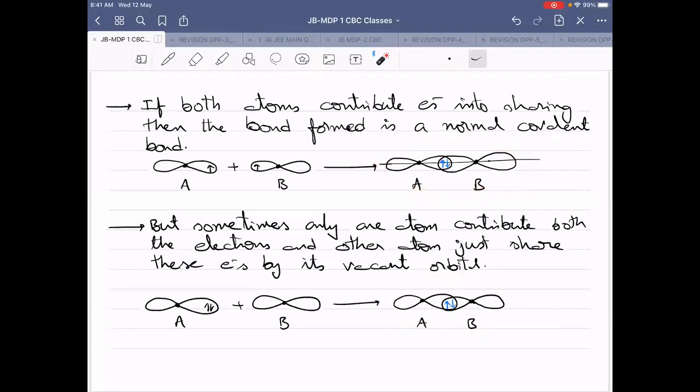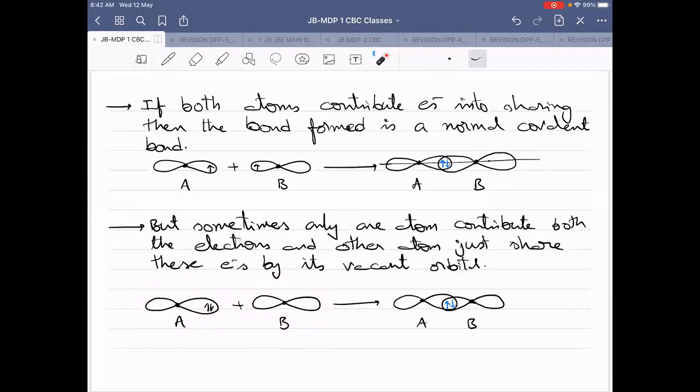This is because orbitals are there, they have overlap, and there is an electron pair shared between the two atoms, two orbitals. So after bond formation, you cannot differentiate between the bonds, but you can recognize the difference before the bond formation. In one case, both atoms are contributing one electron, whereas in another case, only one atom is contributing both electrons, and the other atom is not contributing any electron. It is just sharing the electrons using its vacant orbital.